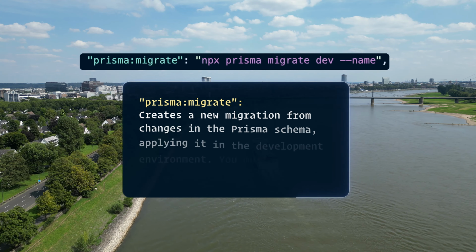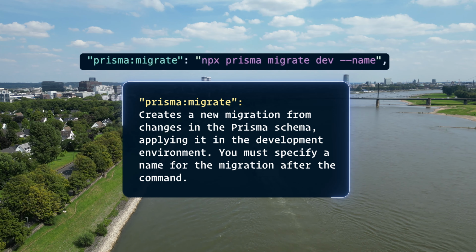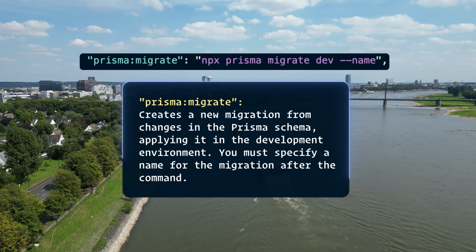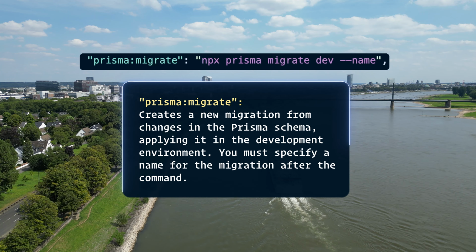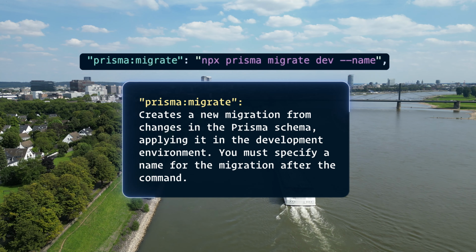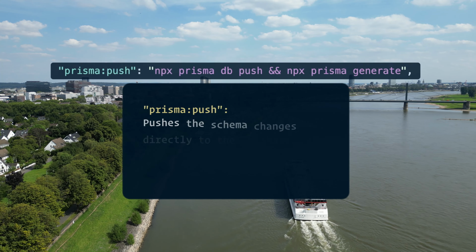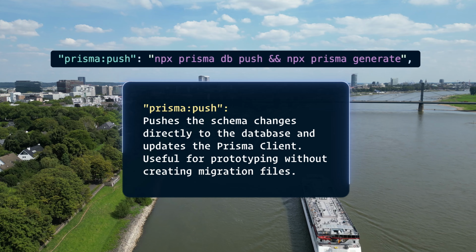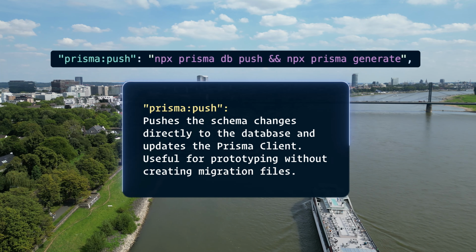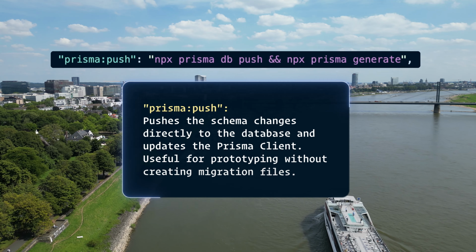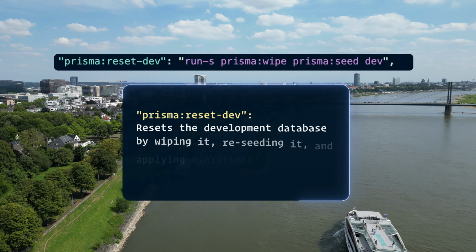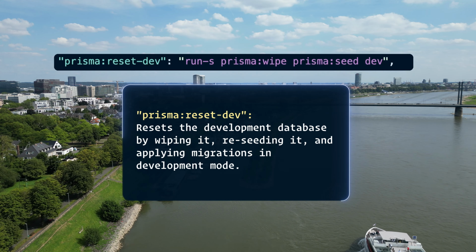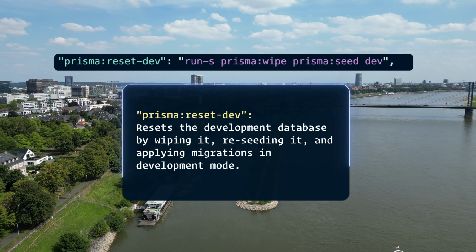Prisma migrate creates a new migration from changes in the Prisma schema, applying it in the development environment. You must specify a name for the migration after the command. Prisma push pushes the schema changes directly to the database and updates the Prisma client. This is useful for prototyping without creating migration files. Prisma reset dev resets the development database by wiping it, reseeding it, and applying migrations in the development mode.